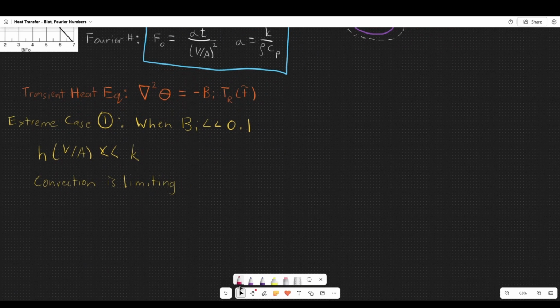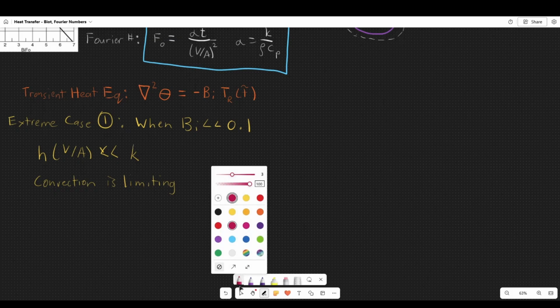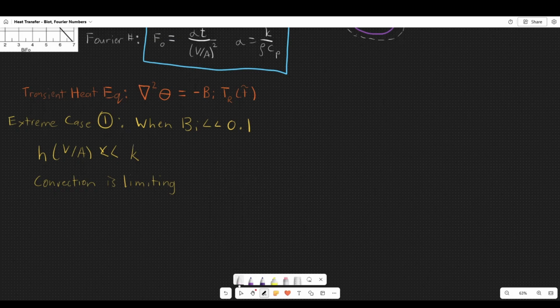So if I was to look at the math, let's go ahead and switch back over. Looking at the math, we have this equation, and when the Biot number is really small, you can imagine that this basically gets minimized to, right, so this is really small. We can say it's virtually zero, and so this becomes zero, right? So the Laplacian of theta equals zero.